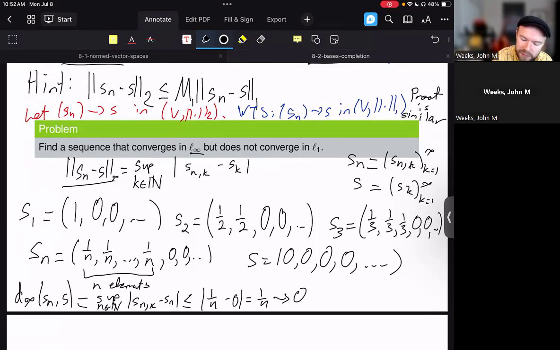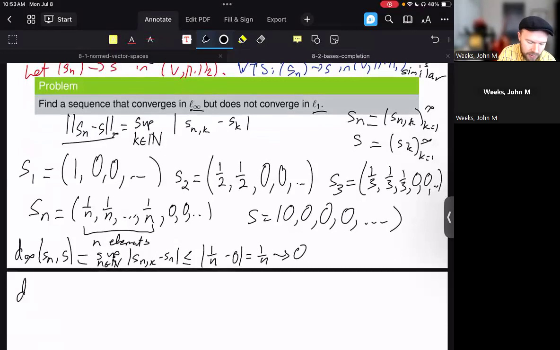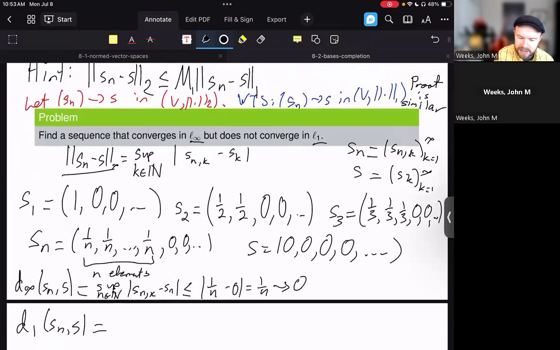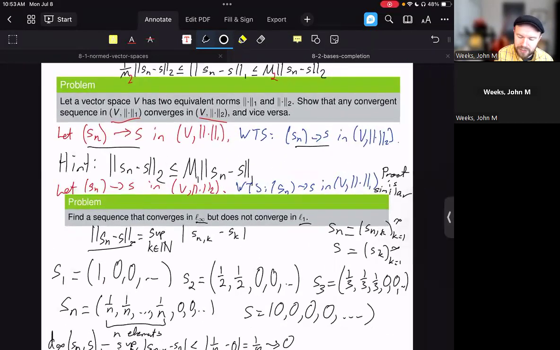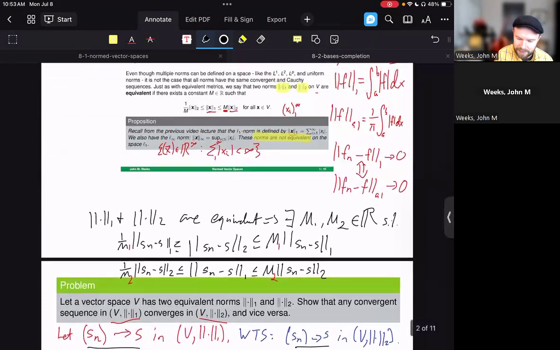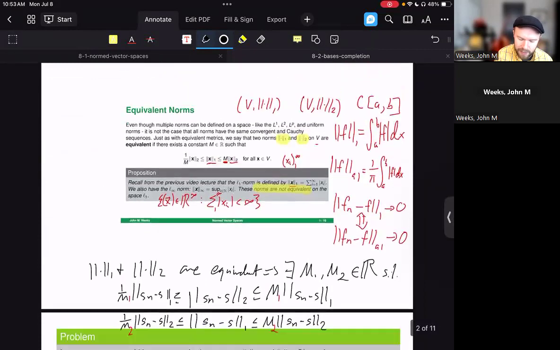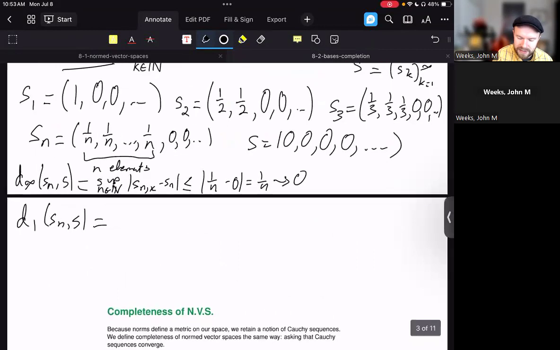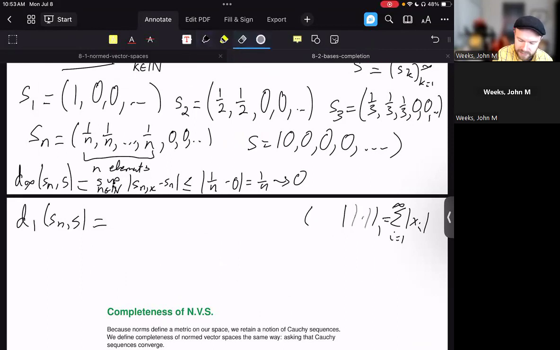But I claim that they do not converge in little L1. Remember what it means for something to converge in that space. I'll call that one D1 here. To take S sub n and S, in little L1, we would use the metric that we were given for that one from the last time. So recall what that one was. We did little big L1 up here before. So let's recall what the norm in L1 is going to be. That's going to be taking the sum of x sub i, as i goes from 1 to infinity, of a sequence x, taking this sequence here, x sub n.